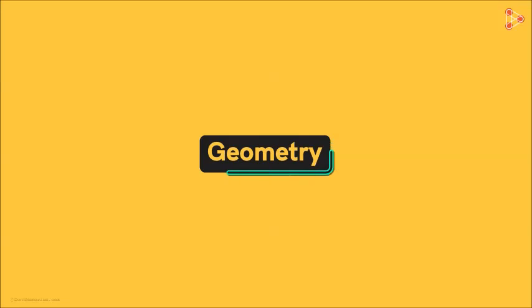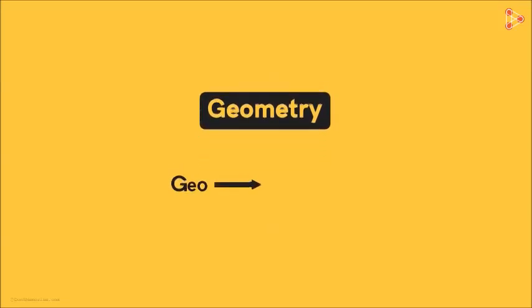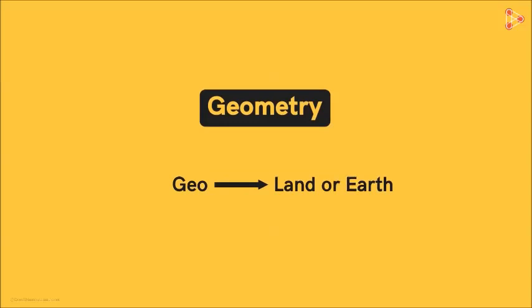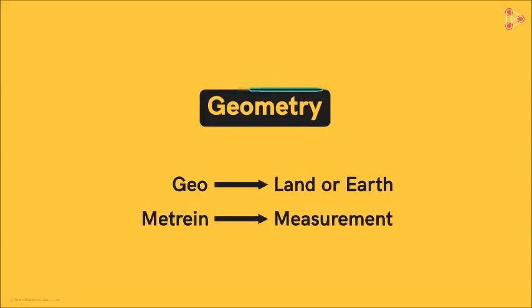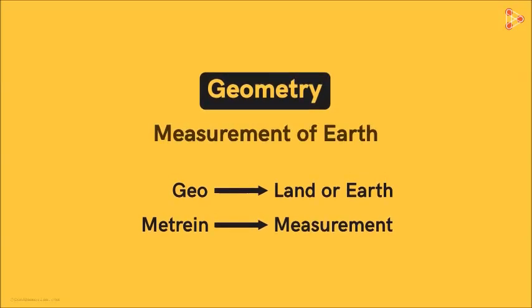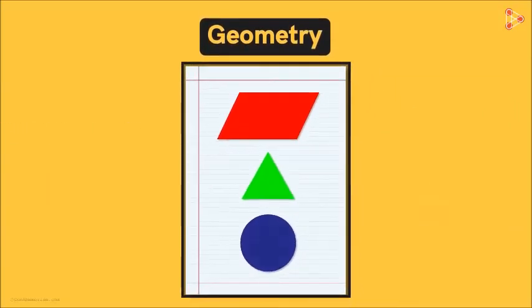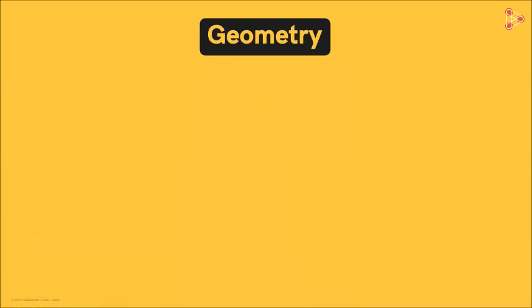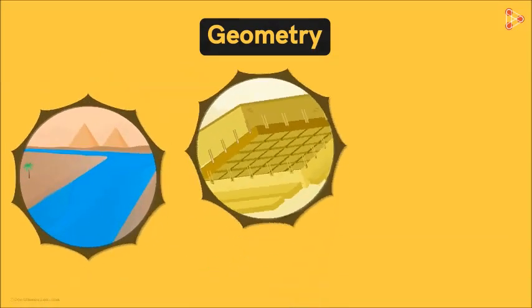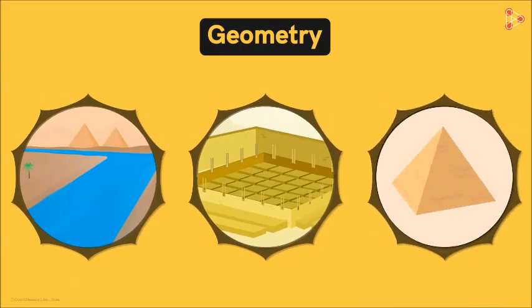The word geometry itself comes from the combination of Greek words geo meaning land or earth and metrine meaning measurement. So geometry means the measurement of earth. The geometry we study on paper today was actually conceived as a solution for day-to-day problems in the ancient world. The ancient Egyptians also used geometry in construction, designing granaries, and making the pyramids.